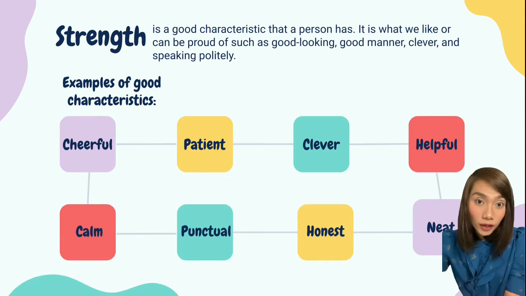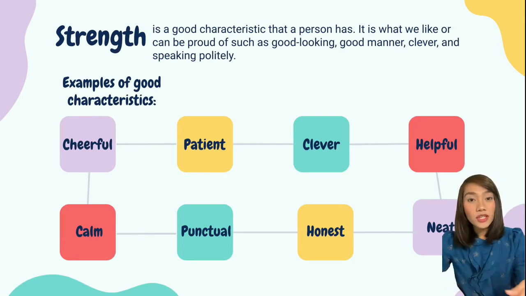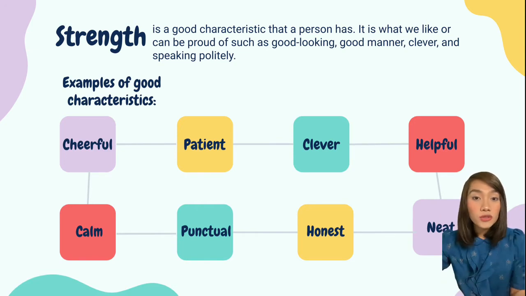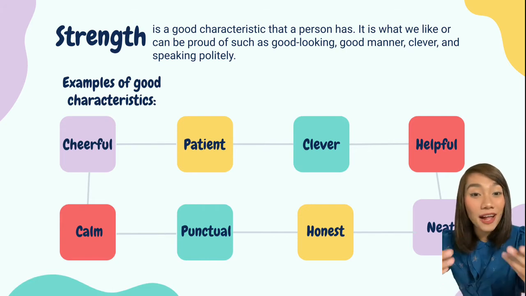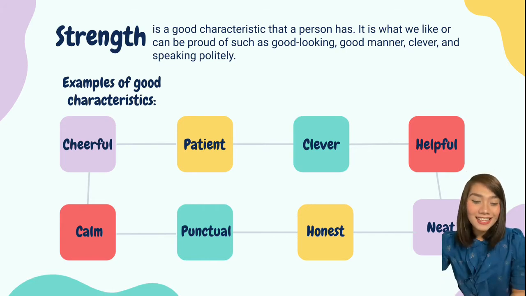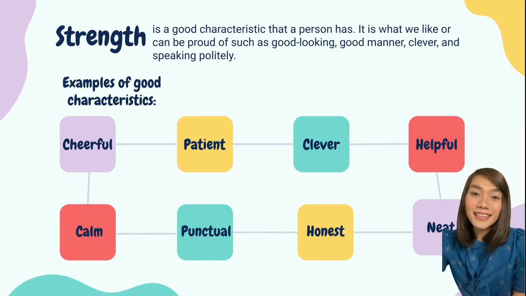Next, let's have helpful. This is really important, okay? As a person, you should be able to help people around you, okay? You should observe being helpful, okay? Next, let's have calm. Okay, now that's good.